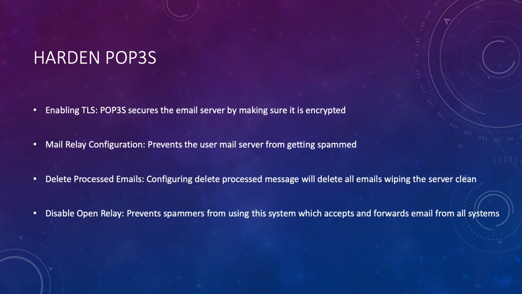Now we're going to talk about how to harden POP3S. First, you want to enable TLS. So POP3S secures the email server by making sure it is encrypted using Transport Layer Security. You also want to configure your mail relay. This will prevent the user mail server from getting spammed.